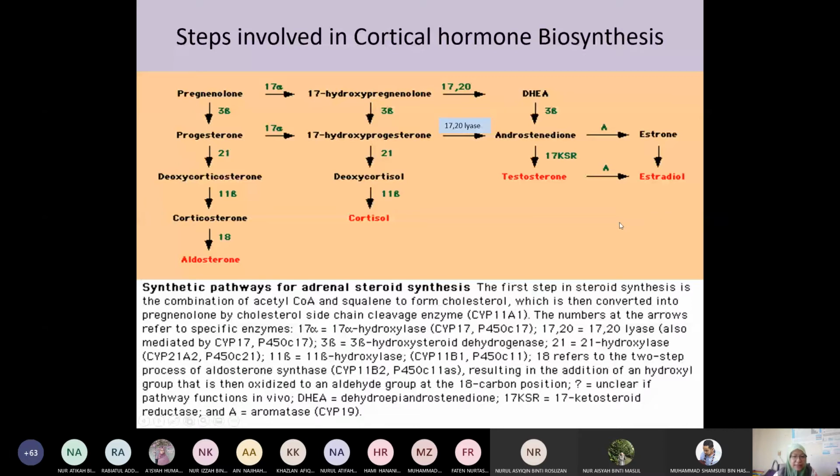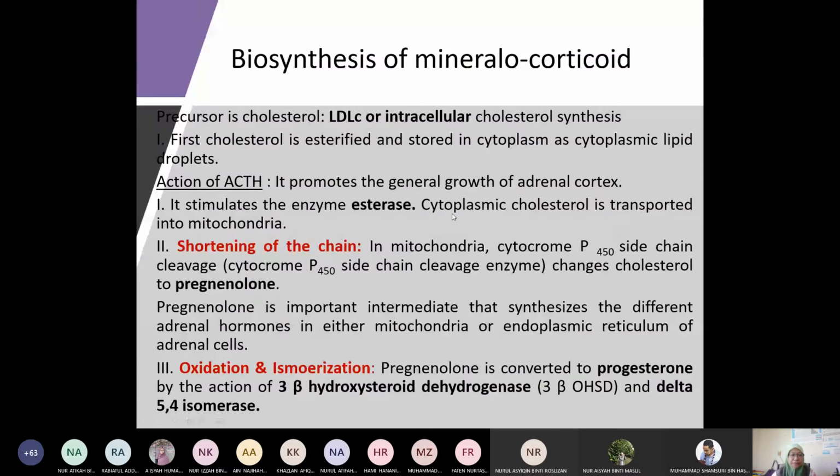Okay, my dear sisters and brothers. So shall we go to the mineralocorticoids in detail? So first of all, before initiating the biosynthesis, cholesterol must be imported, right? It is present inside the tissues, zona glomerulosa, fasciculata, reticulata, and so on and so forth.